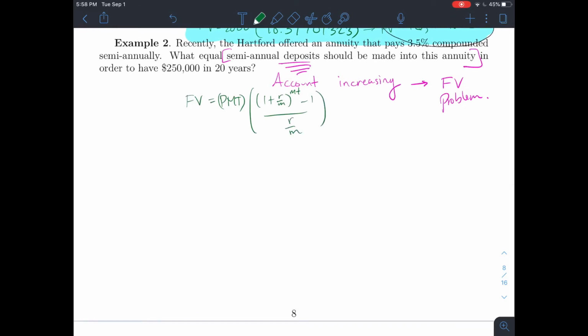And then we know that these are going to be semi-annual deposits. So semi-annual will be 2, right? There's 2 halves in a year. And it's compounded semi-annually. Our R, that 3.5%, will be 0.035.